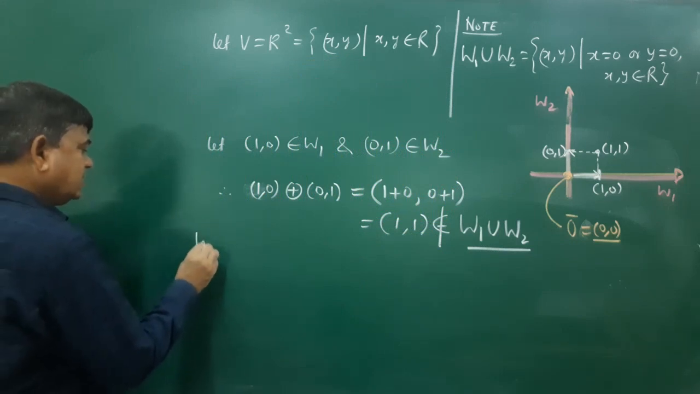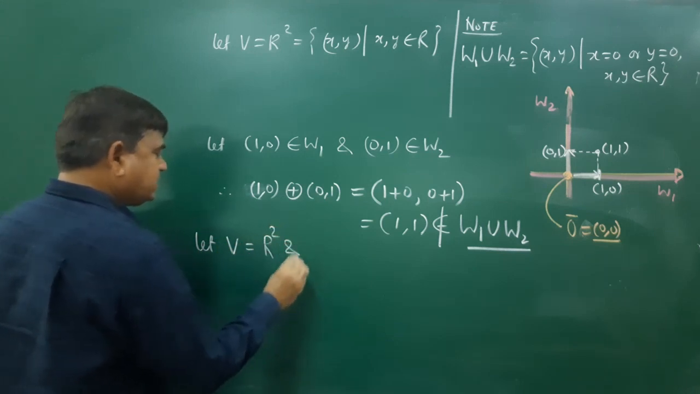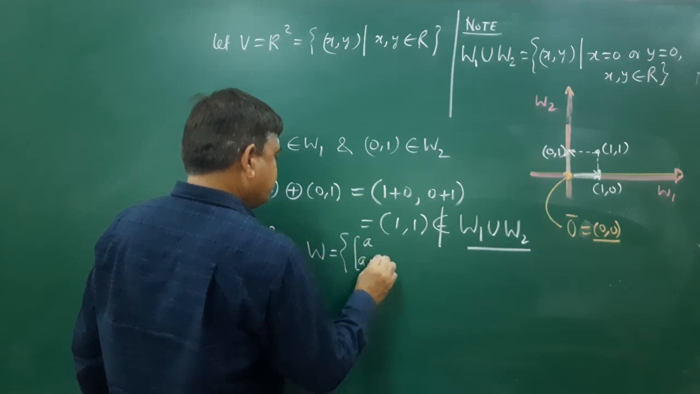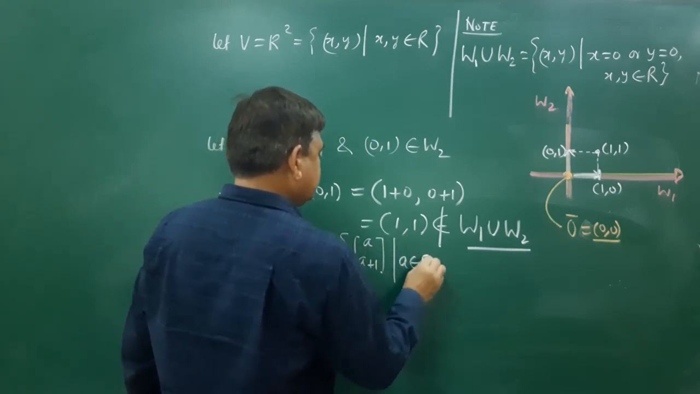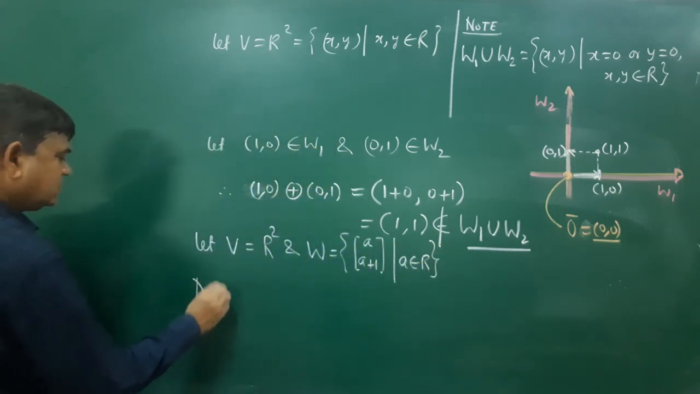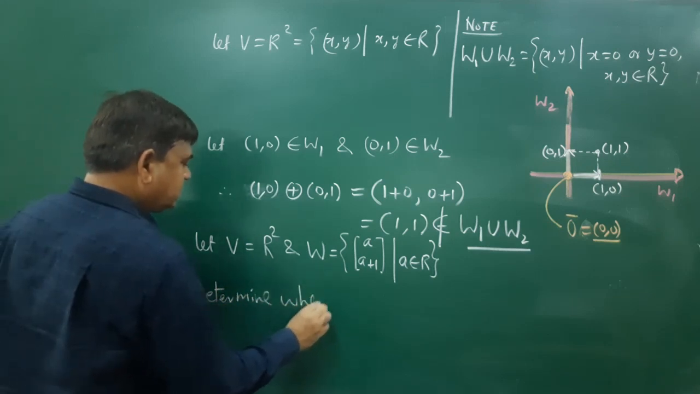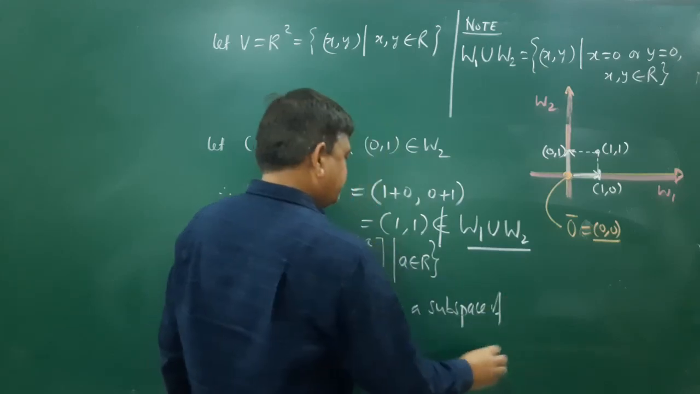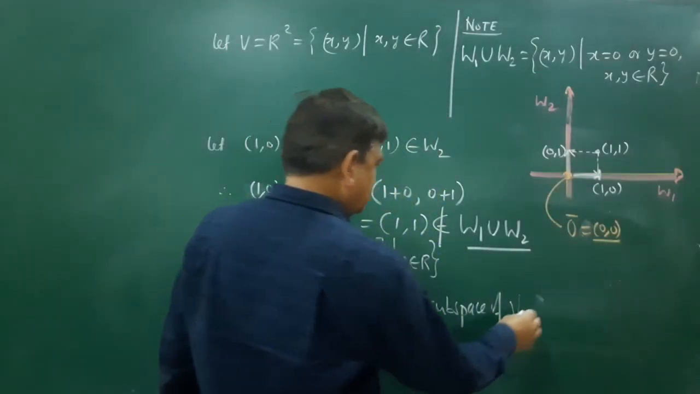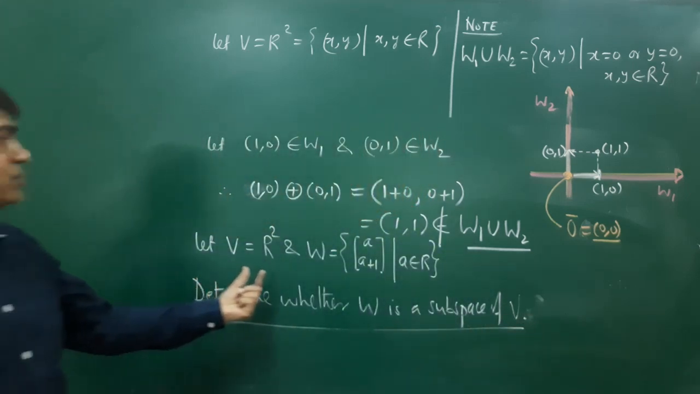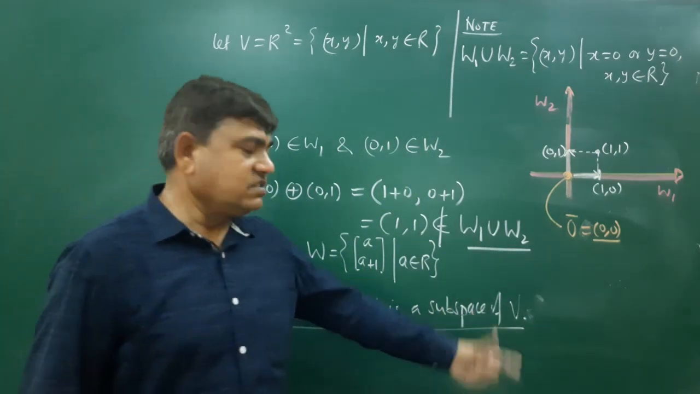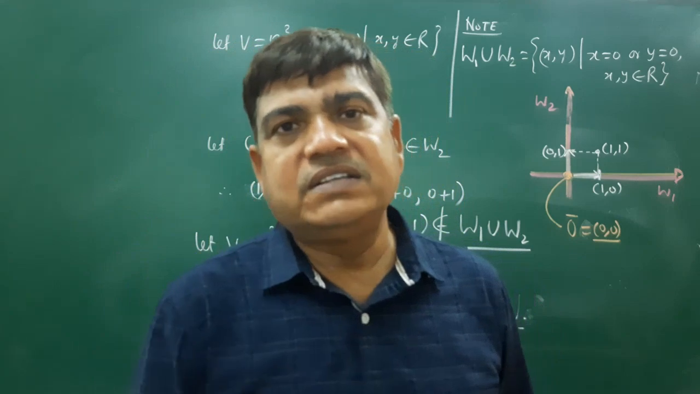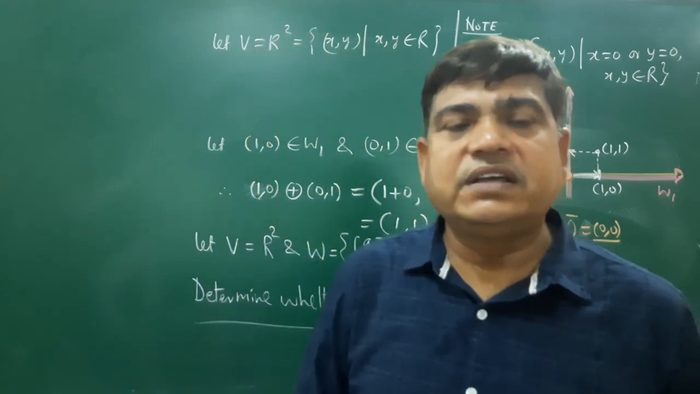Now you try yourself. Let V equals R² and W equals the set of (a, a plus 1), for example, where a belongs to R. Determine whether W is a subspace of V. If you look at this question, you can find the answer immediately, but write the answer with proper reasons. If you have difficulty, then comment in the comment box.